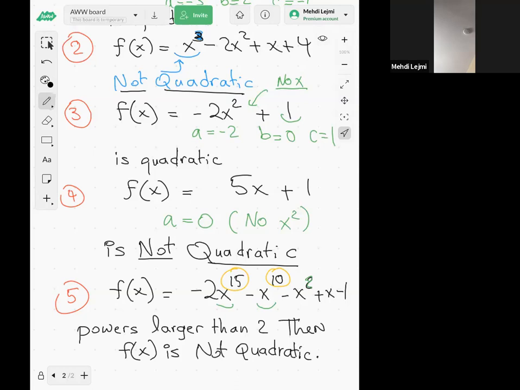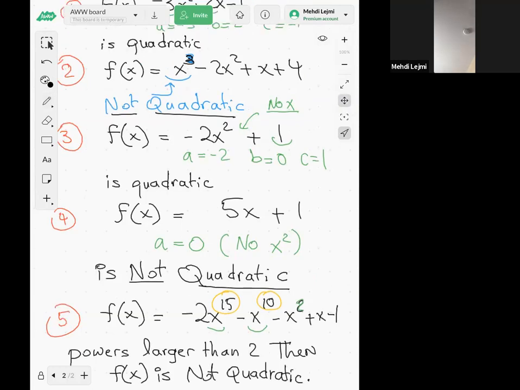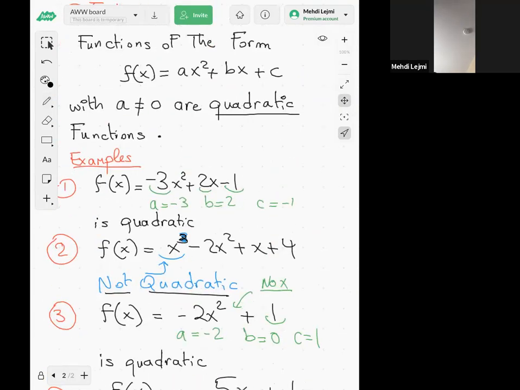Is there any question, guys, about this definition of quadratic function? It's ax squared plus bx plus c, and very important, your a must be non-zero. If your a is 0, then it's not a quadratic function, right?